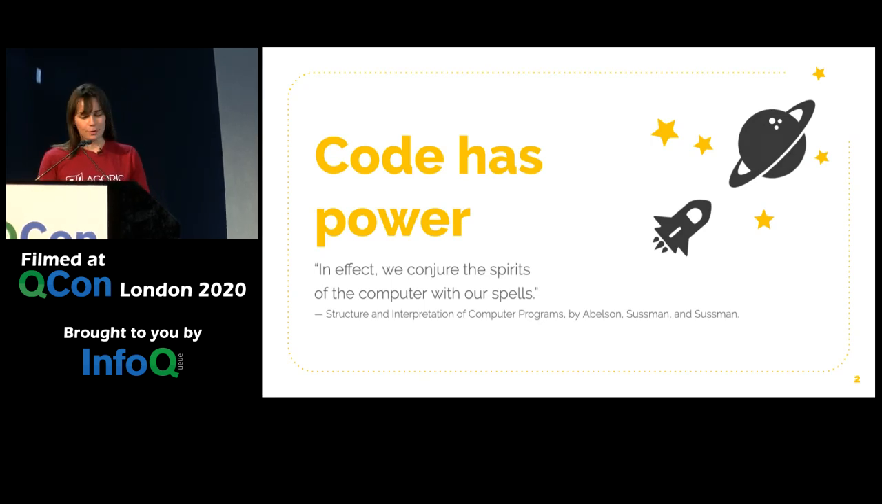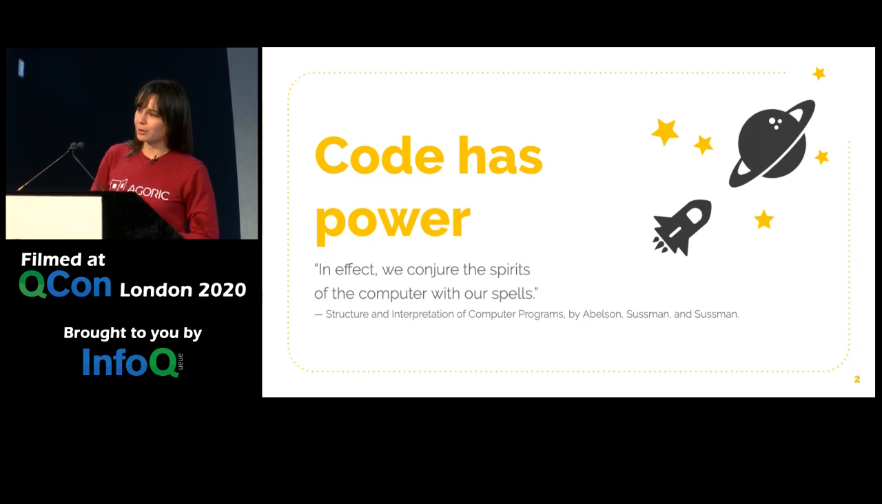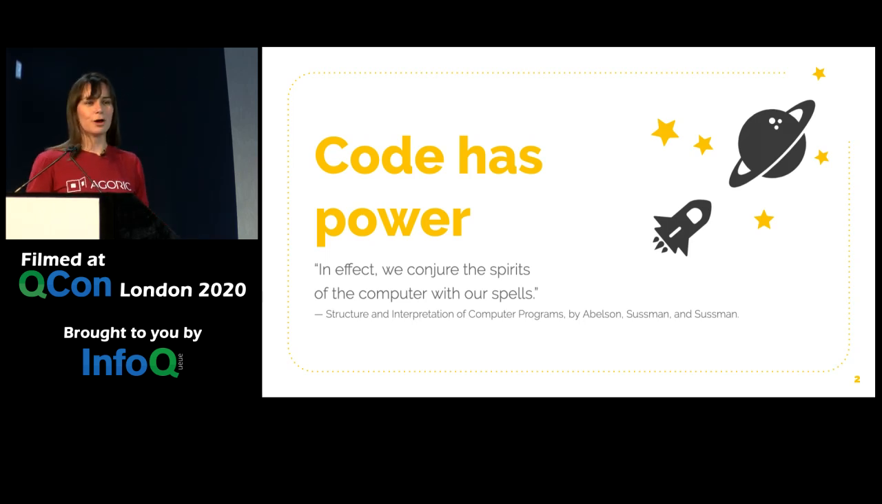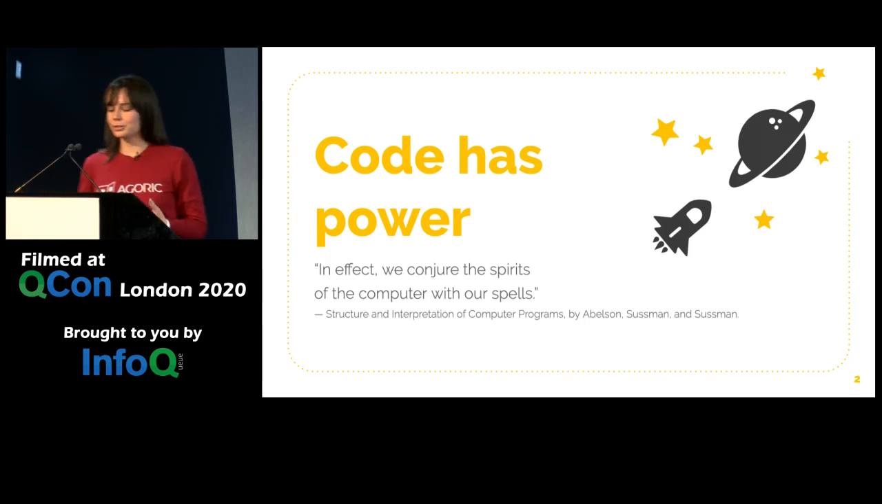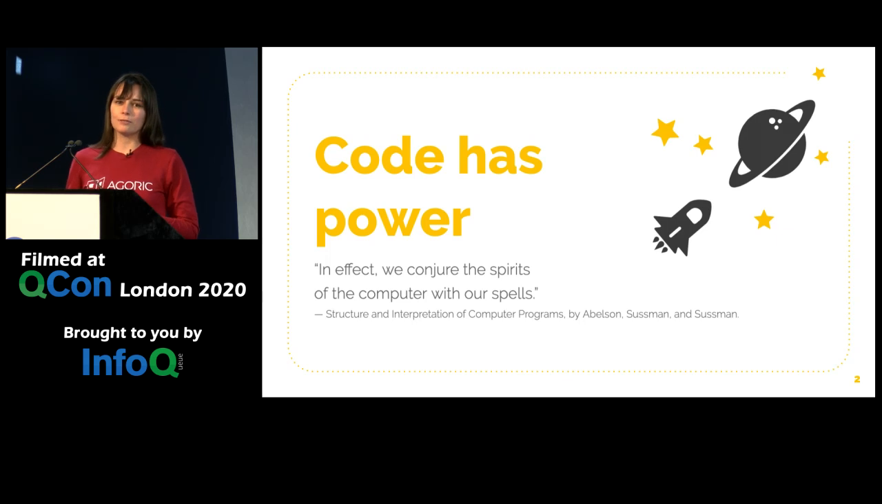So code has power. There's this great quote from the Structure and Interpretation of Computer Programs, and it says, in effect, we conjure the spirits of the computer with our spells. And as programmers, we have tremendous power, right? We can use this power for good, or we can use it for evil. So code can read our files, it can delete our files, it can send all of our data over the network, it can drain our bank account, and much more.